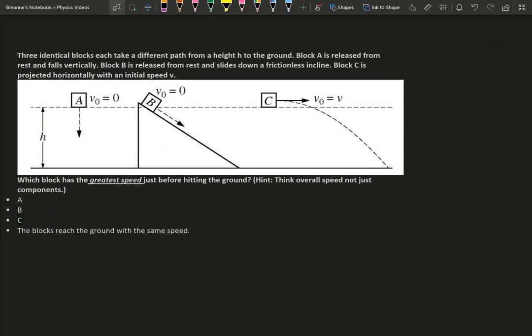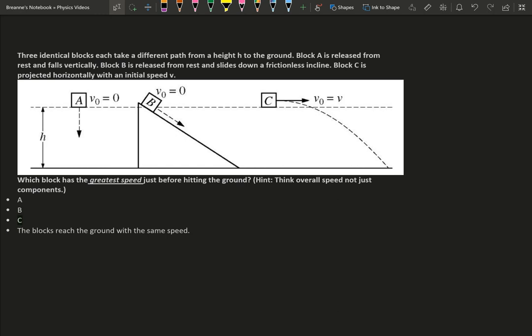Three identical blocks each take a different path from a height to the ground. Block A is released from rest and falls vertically. Block B is released from rest and slides down a frictionless incline. Block C is projected horizontally with an initial speed v. Which block has the greatest speed just before it hits the ground? Hint: think overall speed, not just components.